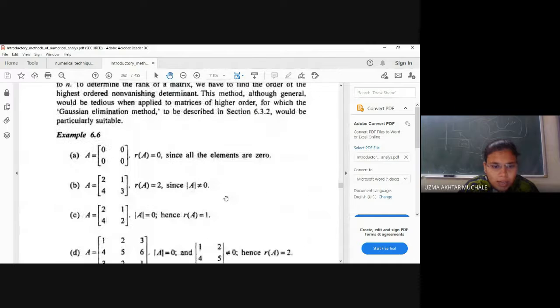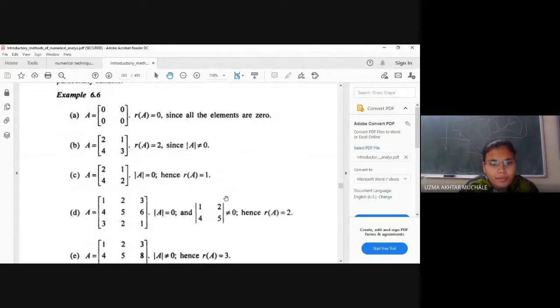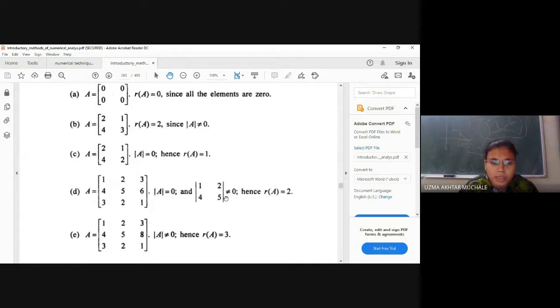And how to find the rank of a matrix? It is the number of non-zero rows after reducing to echelon form. This is a very important statement: we have to reduce a matrix to echelon form. Then only you can find the rank of the matrix. So these are the examples. Here the number of non-zero rows is 0, so the rank of the matrix is 0.